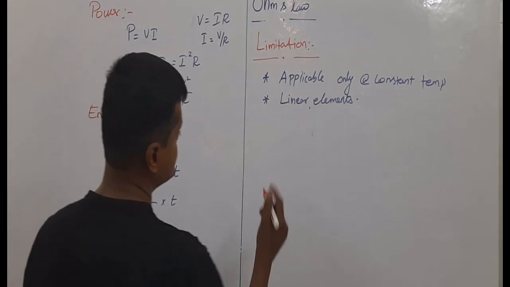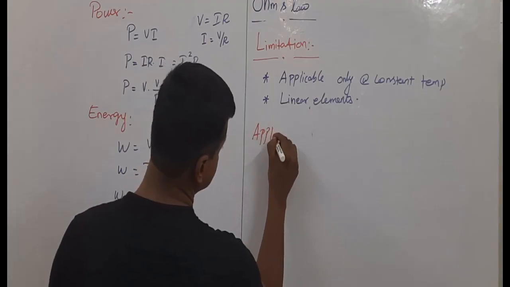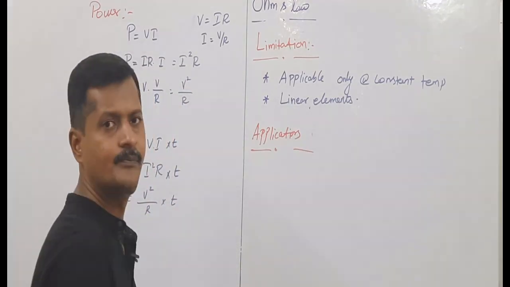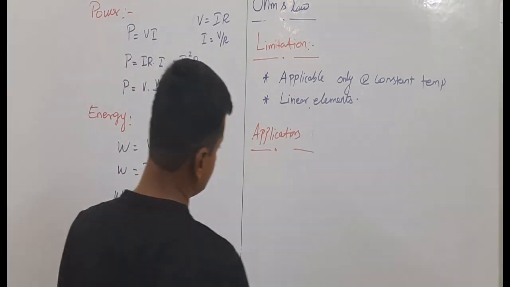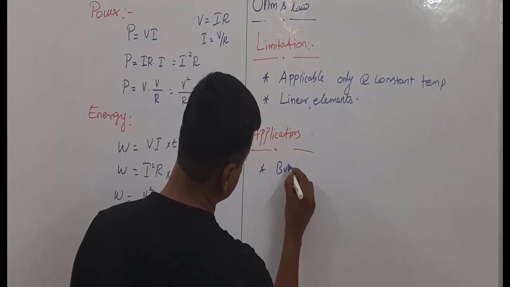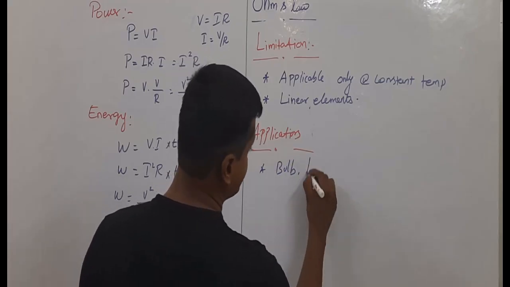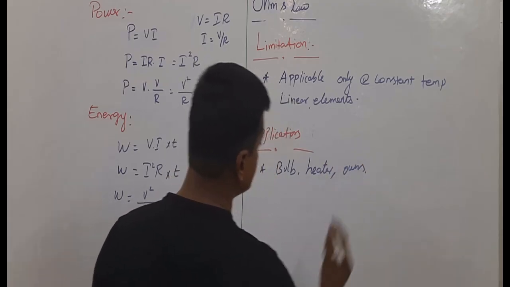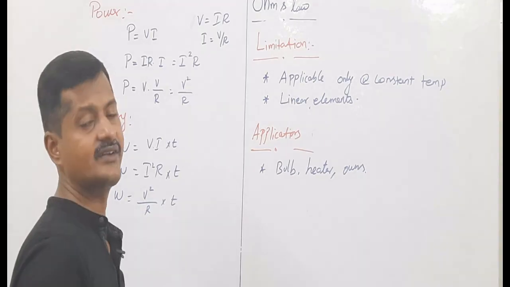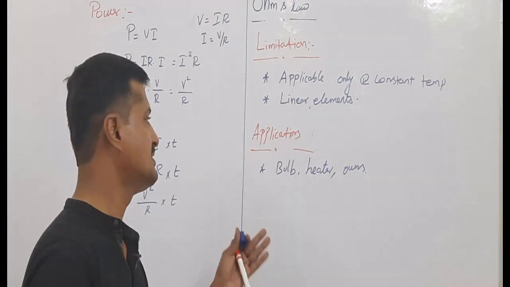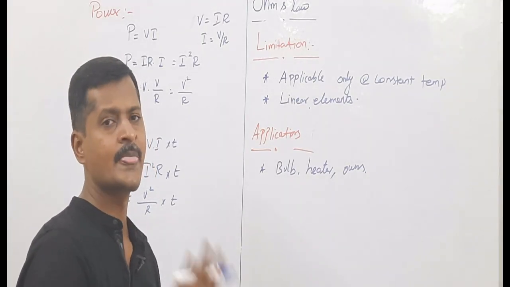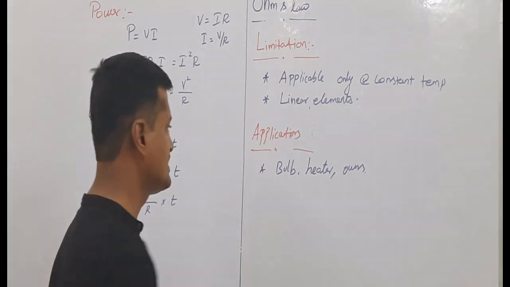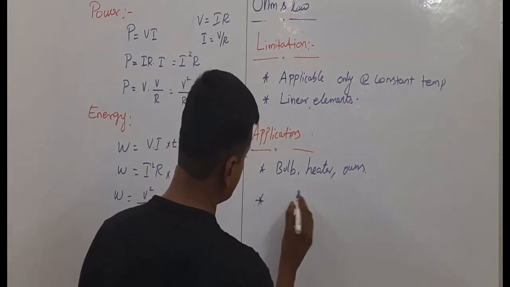So next, what are the applications? What applications can we use a resistor for? First, there is a bulb, next heater and oven. Here we are using the heat energy; wherever we are using heat energy, we use a resistor, because a resistor dissipates energy in the form of heat.